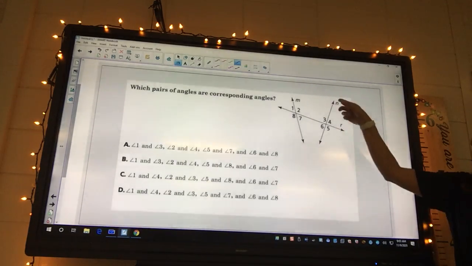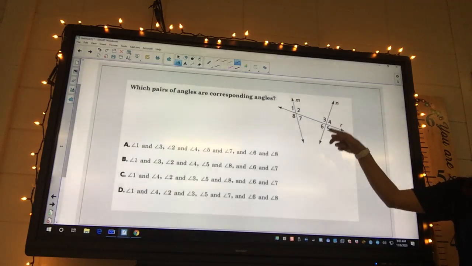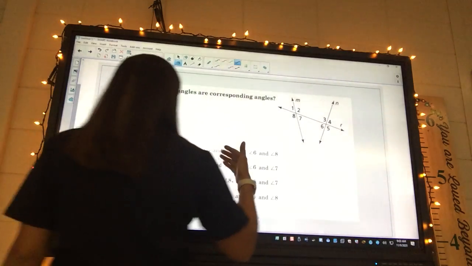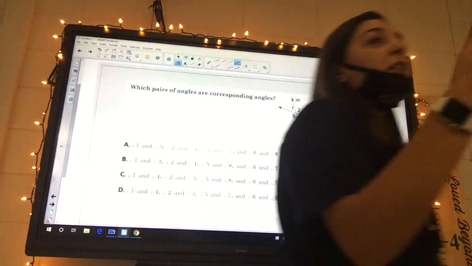If we were to try to pick N, it does not go through, it only goes through R. It doesn't go through 2. Okay, so R is definitely a transversal. Okay, corresponding angles, which means they have to kind of match up.